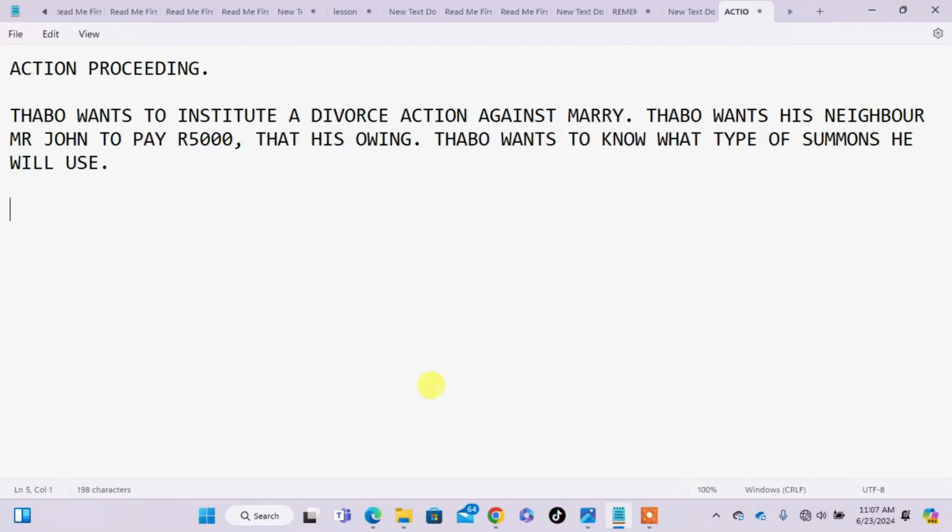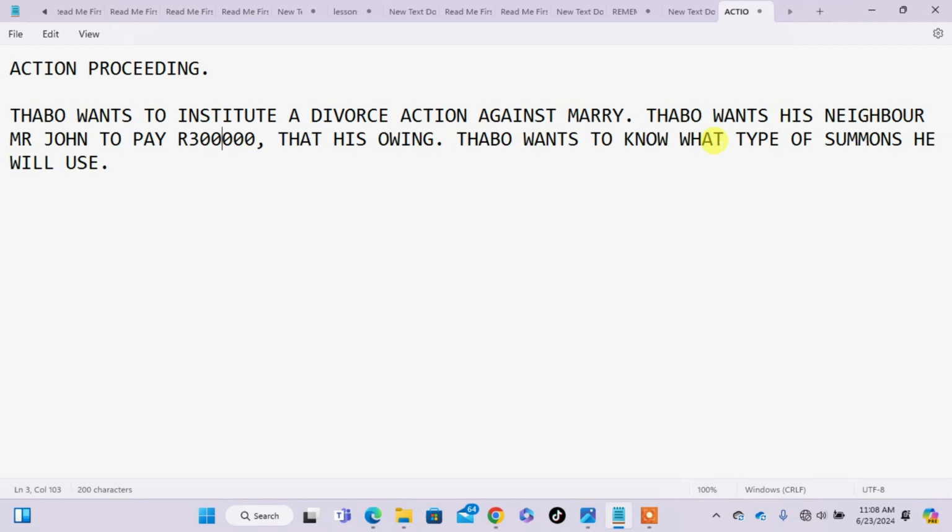Understand the CIV. Let's talk about the action proceeding. Thabo wants to institute a divorce action against Mary. Number two, Thabo wants his neighbor, Mr. John, to pay 300,000 that is owing. Thabo wants to know what type of summons he will use.